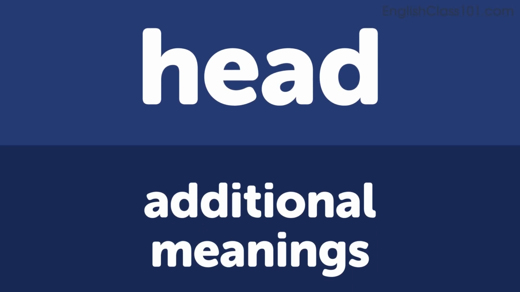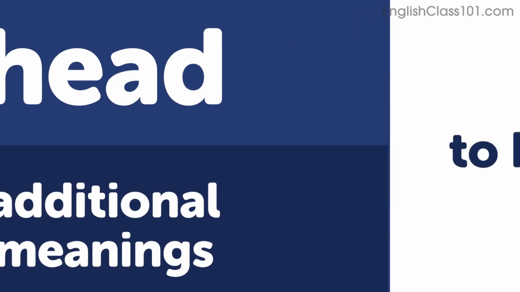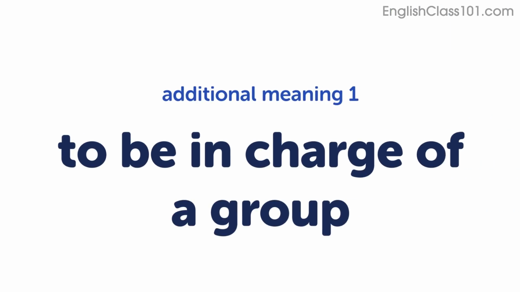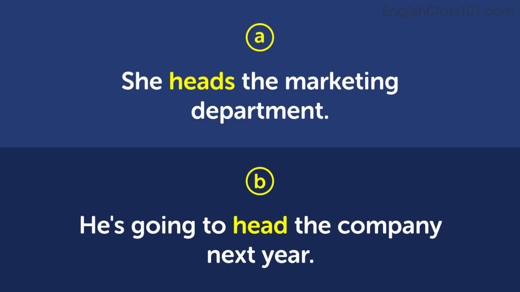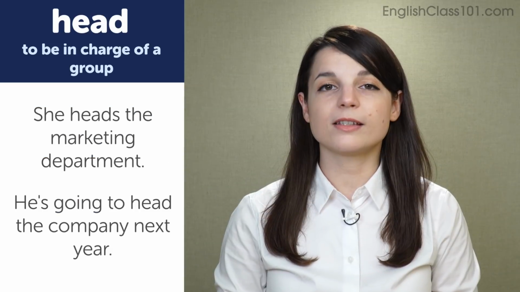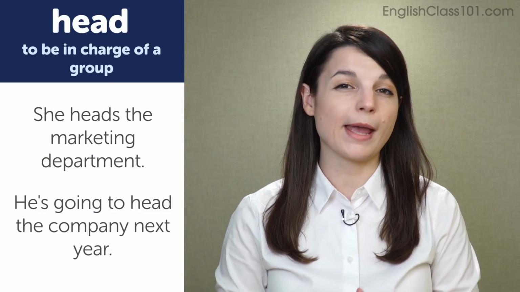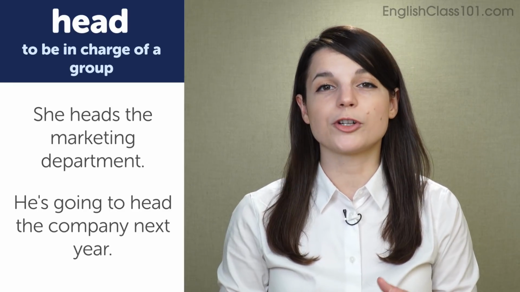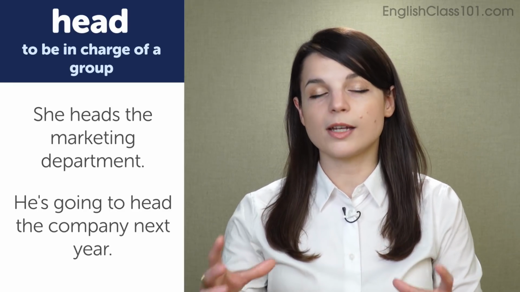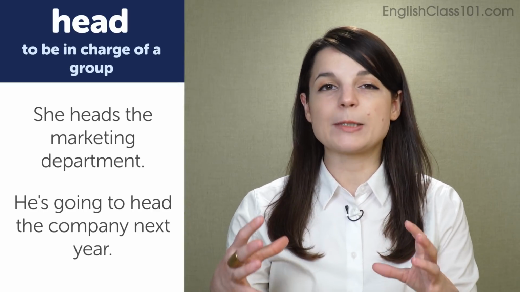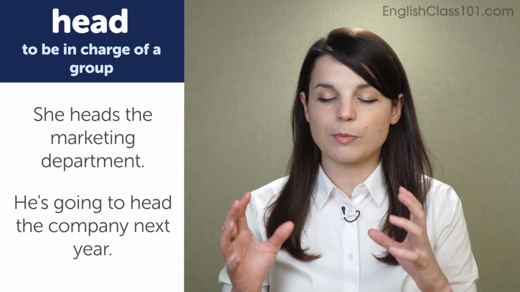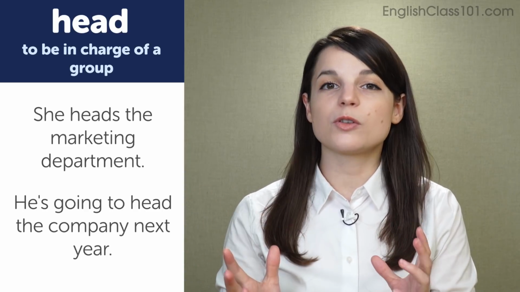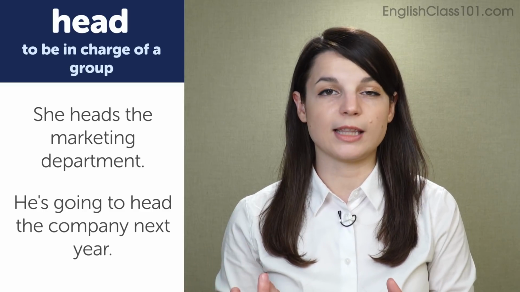Now let's talk about some additional meanings for this verb. To be in charge of a group. Some examples. She heads the marketing department. He's going to head the company next year. So these example sentences show us how the verb head can be used to refer to the leader of something or the top person or the top thing in a particular department, in a group, in an organization. These refer to the person in charge. So this usually refers to a person when it's used in this way.